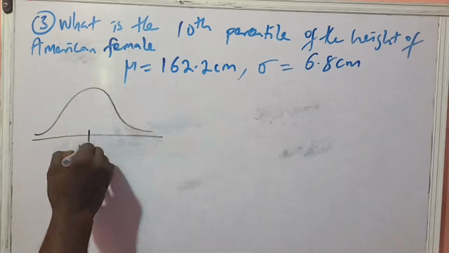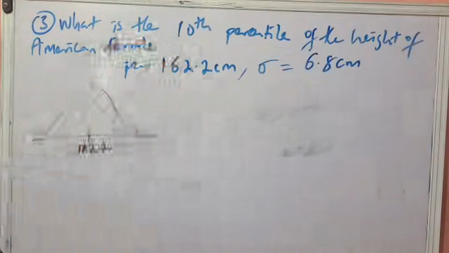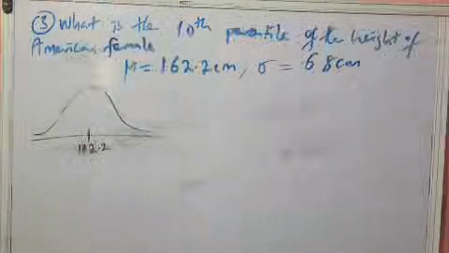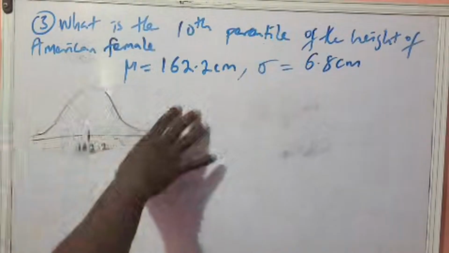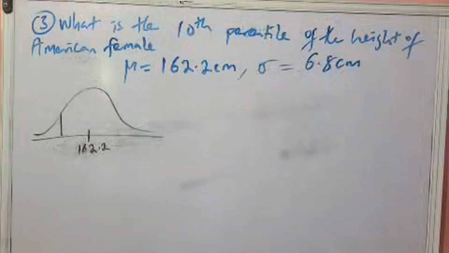The mean of this is 162. It's mentioned about the mean, so the midpoint is 162.2. Now you're trying to find the 10th percentile. So obviously, the 10th percentile means I'm looking for the height in which 10% of the people had either that height or less than that height. 10%, only 10%. If this is all 100%, 10% will be around here, obviously.